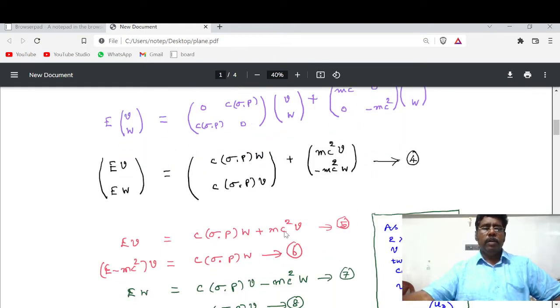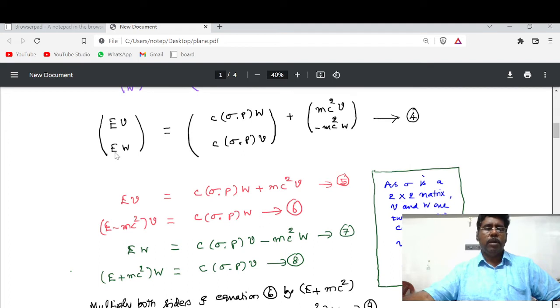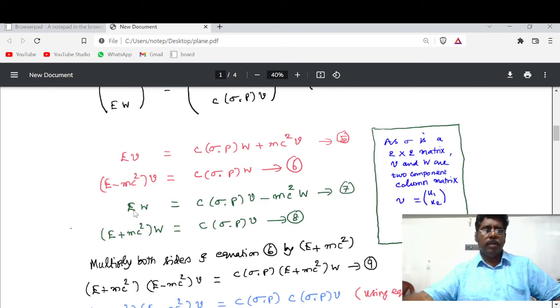Now we can write from equation 4, E into V equal to c into sigma dot p W plus mc squared into V. Bring this mc squared V to the left hand side, and we get (E minus mc squared) V equal to c sigma dot p W. Equation 6 is arrived. Now consider the second term, E into W equal to c sigma dot p V minus mc squared into W. Bring this minus mc squared W to the left hand side, and we get (E plus mc squared) W equal to c sigma dot p V.